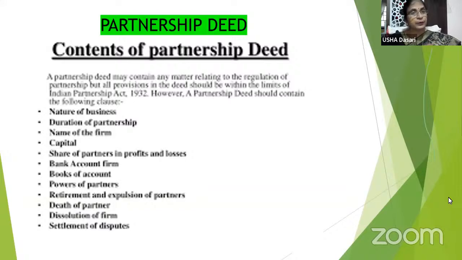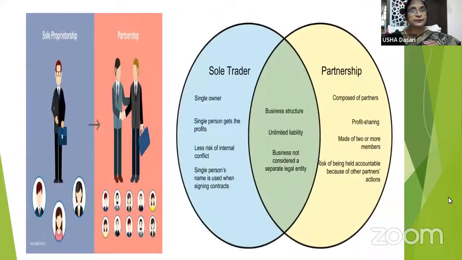First, they have to tell about the nature of their business, the duration of their partnership, the name of the firm, capital, share of partners in profits and losses, bank account of the firm, books of accounts, and the powers, rights, and liabilities of the partners, retirement of the partners, and the death and dissolution and the settlement of accounts of the partners. So these are the differences between the sole proprietor and the partnership business.